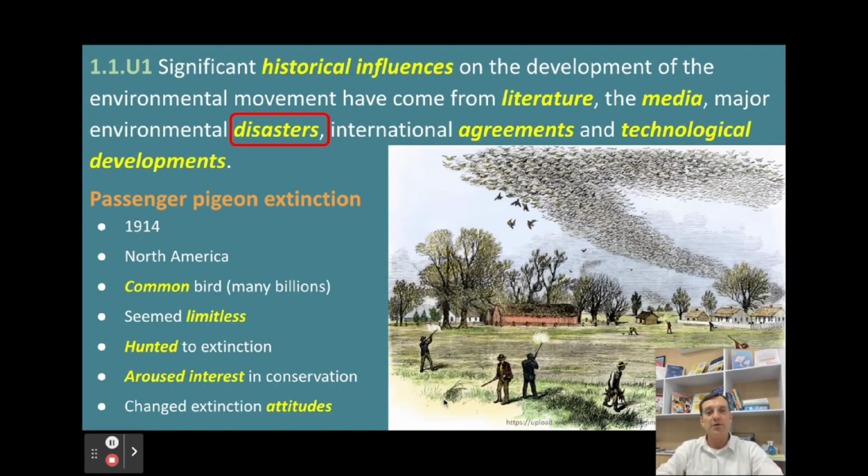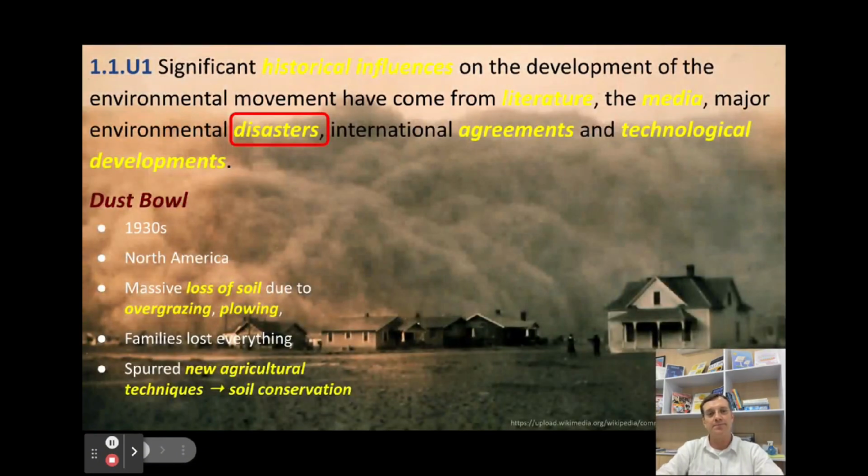Other disasters that you'll want to keep in mind for your exam are things like the passenger pigeon extinction in the early 20th century. These pigeons were some of the most abundant on the planet until people ate all of them. And so it changed people's attitudes around what felt like endless resources, and it aroused an overall interest in conservation.